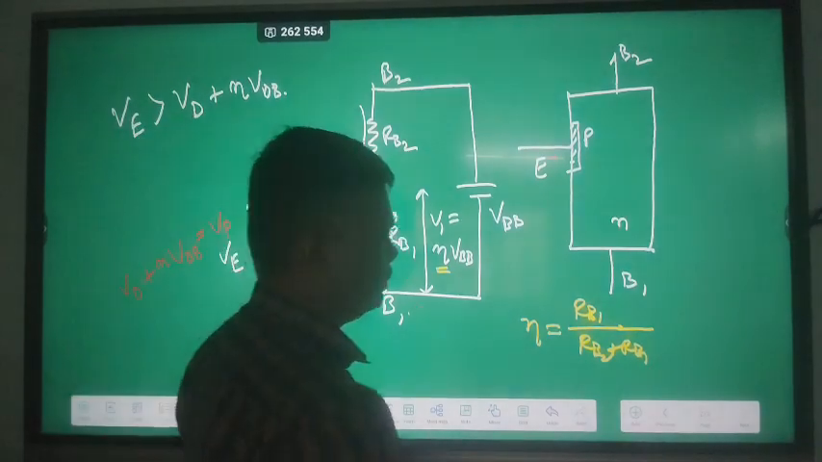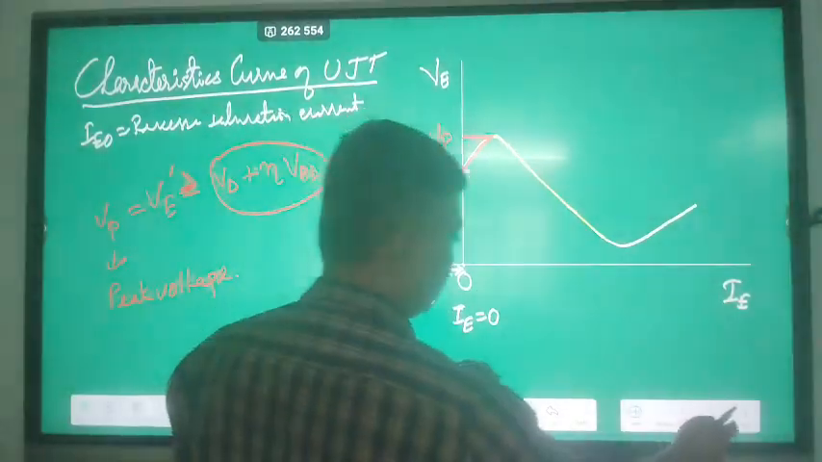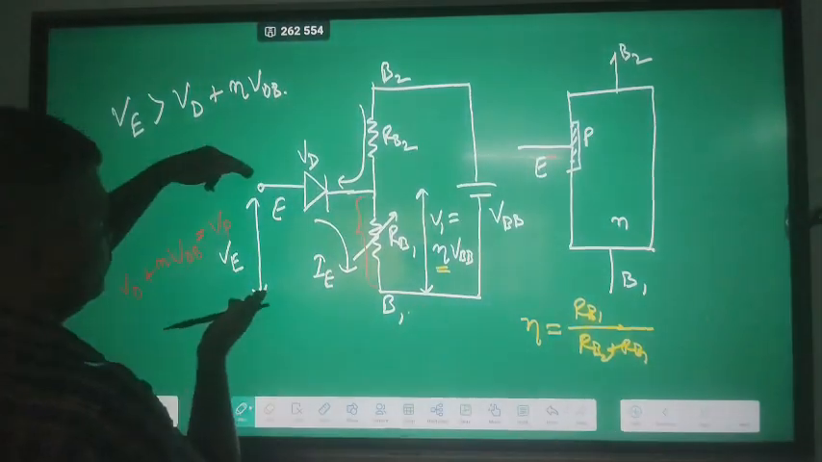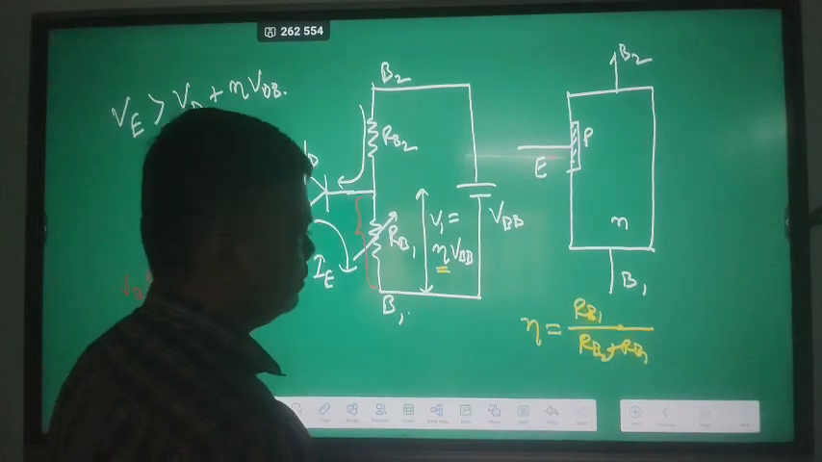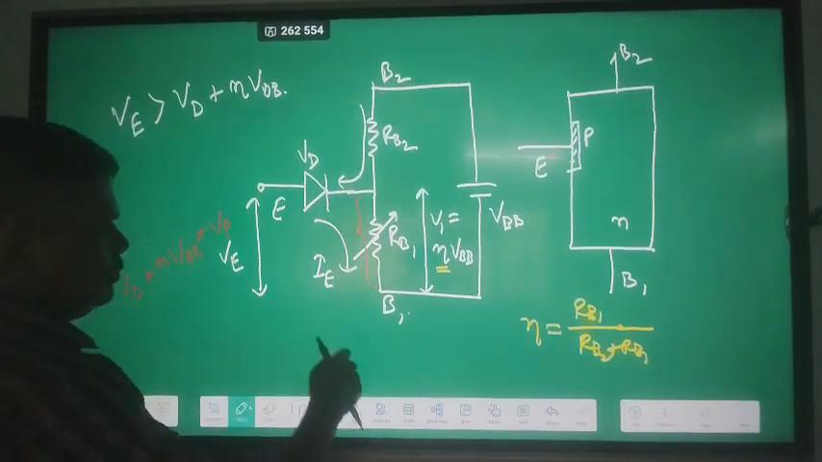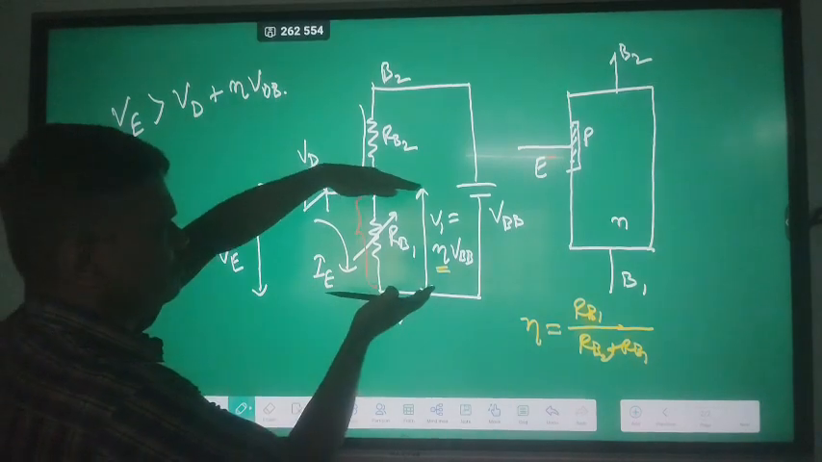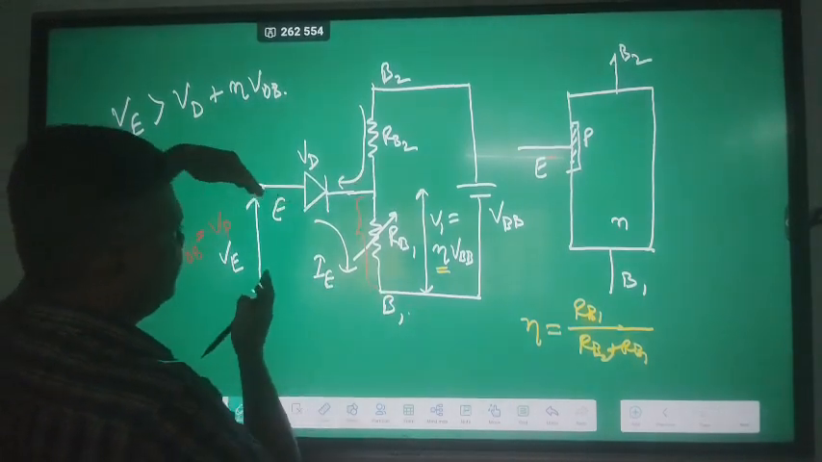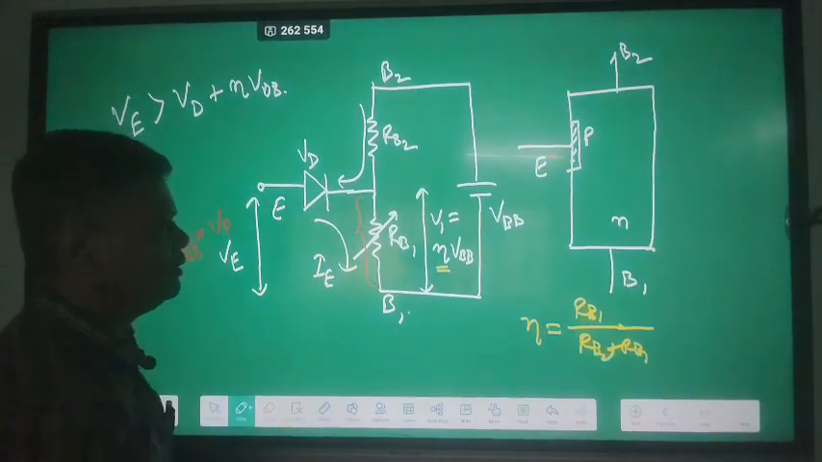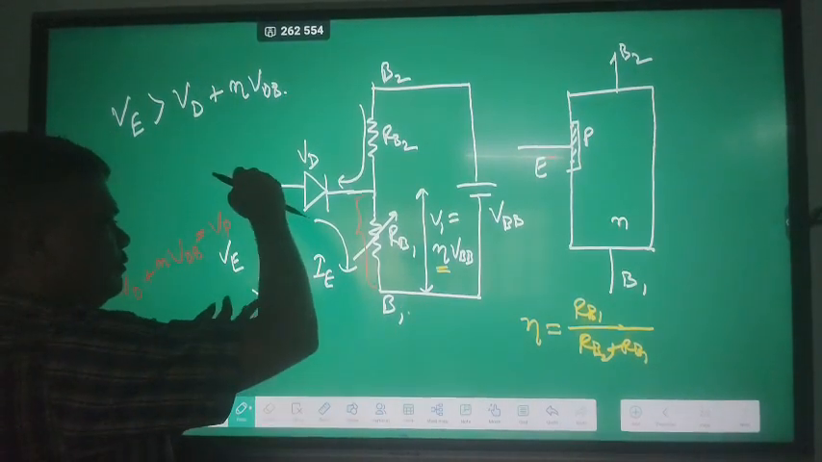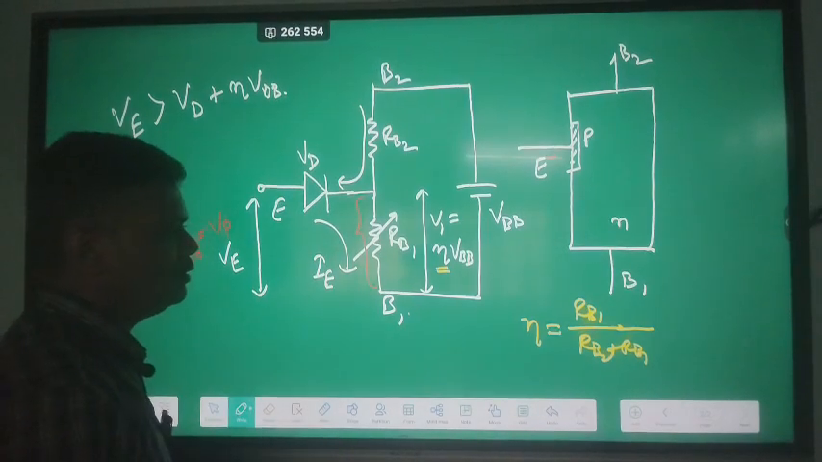So what can I say? I can say that to maintain this current, the amount of emitter voltage that is required now will be less. So this voltage required will be less because now this V1 is less. So less voltage is required to overcome this V1. So as IE increases, the voltage across the emitter and base one, which is VE, decreases.